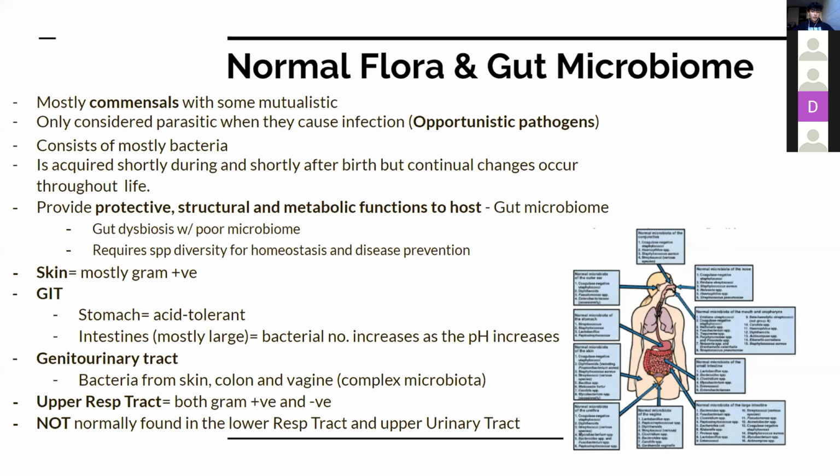This is an interesting point, not very relevant. So the gut microbiome is very important for providing protective, structural, and metabolic functions to the host. Those are three main points. And when this goes wrong, you can get gut dysbiosis with a poor diversity within the microbiome, and that can lead to a lot of opportunistic infections.